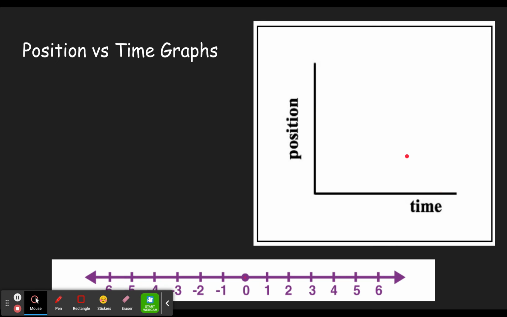Okay, so there are two types of graphs you have to be able to identify, and that is position time graphs and velocity time graphs. We'll start by talking about position time graphs and then move on to velocity time graphs. So first of all, a position time graph has position on the y-axis, time on the x-axis. And therefore it shows us where something is at a certain time.